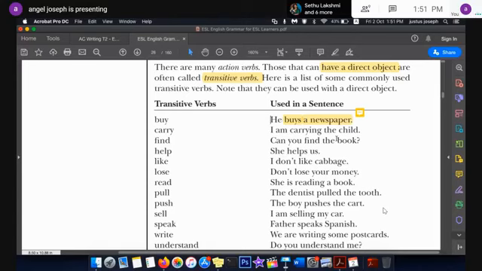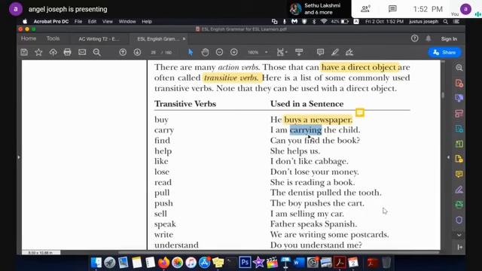I am carrying the child. What is I carrying? The child. The child is the direct object. So if I ask myself this question, what is I carrying? I is carrying the child. The child is the direct object. So what does carrying become? A transitive verb in a different form, in a different tense. We will get to that later when we start discussing tenses.